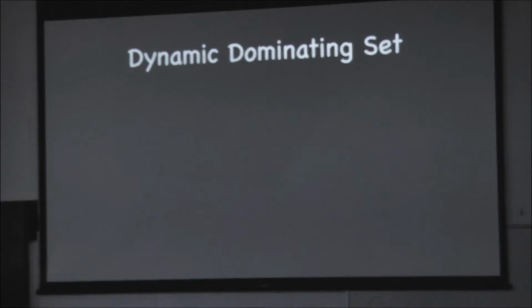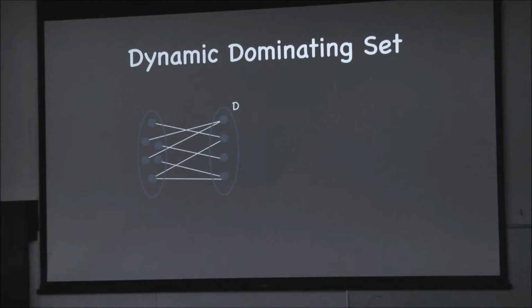So let's consider dominating set. We know that it's a notorious problem in parameterized complexity. Notorious meaning notoriously hard. It's known to be W[2]-complete. So we'll study this problem in the dynamic setting. We are given a graph G. This is the graph, I'm omitting some edges; the full edge set is not drawn. D is the dominating set of the graph.